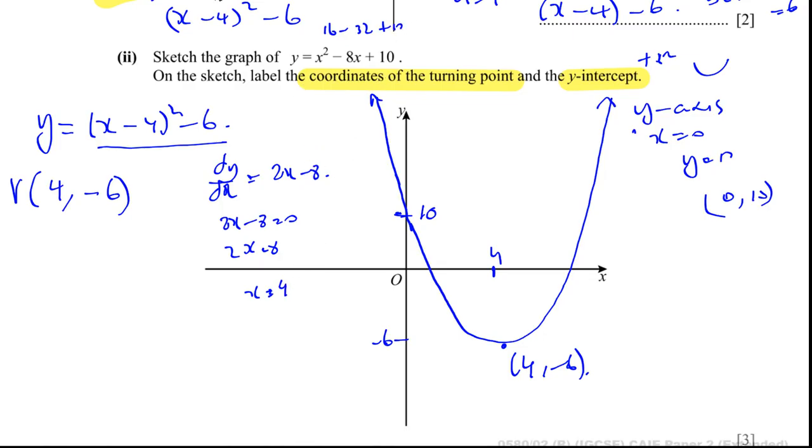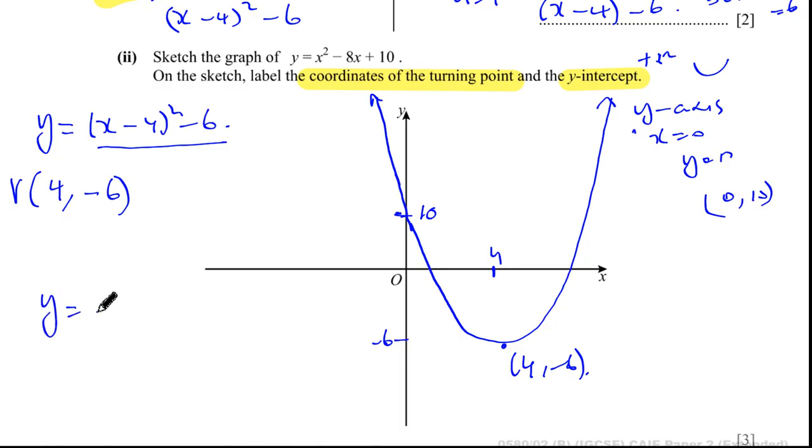So you get the same coordinates by differentiating, equating the gradient function to 0, and substituting the x value back into the original equation. But because we already completed the square, it is much easier to use this form. But why is it the turning point? If I rewrite it in this form, hopefully you'll understand why.